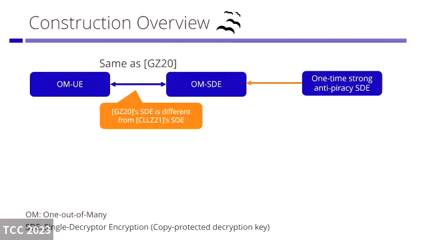Sure, but I'm saying your single decryptor encryption construction, which is in the usual definition, is not part of this scheme at all, right? Or it's completely independent? You have here one-out-of-many single decryptor encryption, but you also have a construction which is not one-out-of-many, which is the usual thing, and that is completely different from this. No, not completely different, because one-time strong anti-piracy SDE implies one-out-of-many SDE. So the construction is the same.